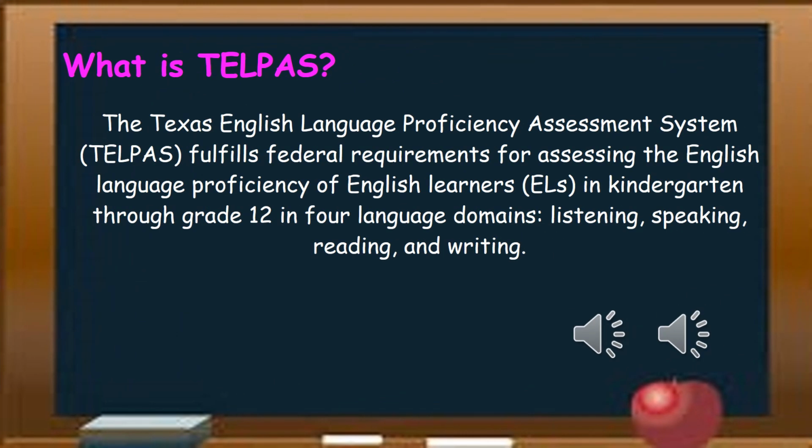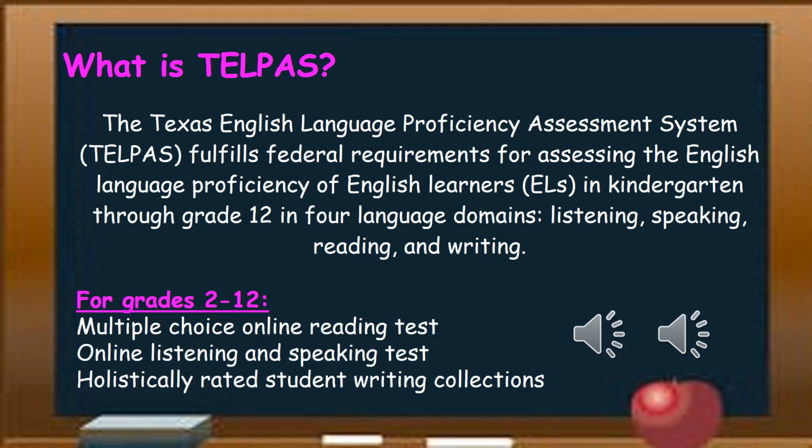So, what is TELPAS? The Texas English Language Proficiency Assessment System, or TELPAS, fulfills federal requirements for assessing the English language proficiency of English learners in kindergarten through 12th grade in four language domains: listening, speaking, reading, and writing. Although students are graded in four language domains for TELPAS, there are three components that make up the TELPAS system: one multiple choice online reading test, one online listening and speaking test, and one holistically rated student writing collection that is graded by the student's assigned rater.